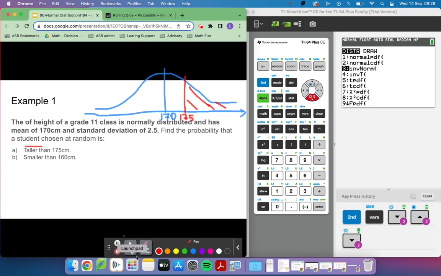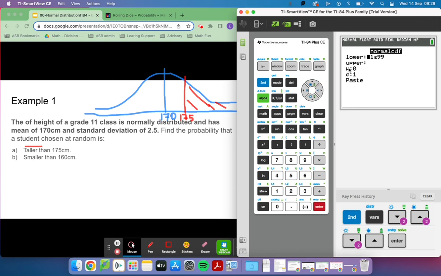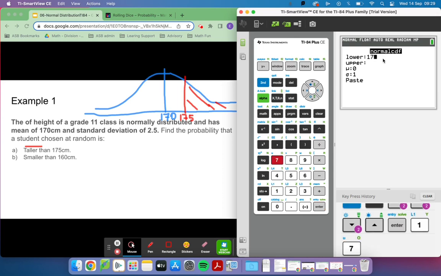Okay, so when we're looking for probability, what you're going to do in your calculator is ask your calculator to do normal CDF. You're going to use the second option. It's going to ask you your lower bound, your upper bound, your mean, and your standard deviation. What we want is 175 to infinity. Your calculator automatically puts a determined lower bound if you want to use that. But in our case, the lower bound is 175. So let me change that to 175.